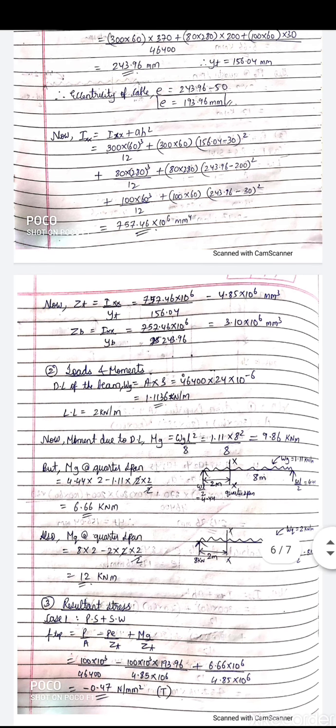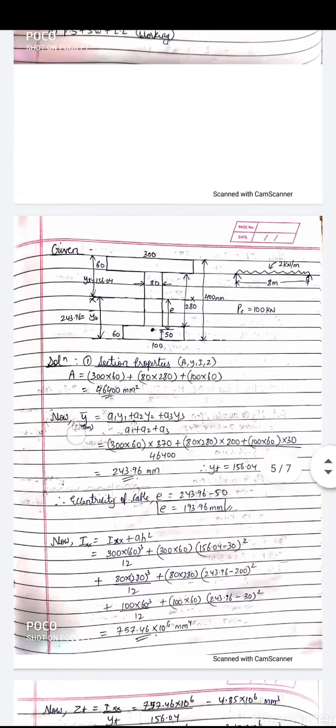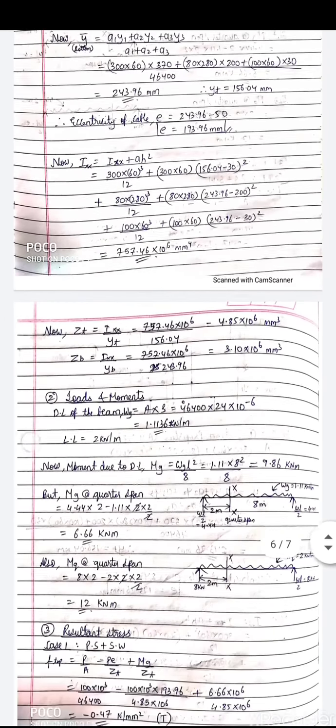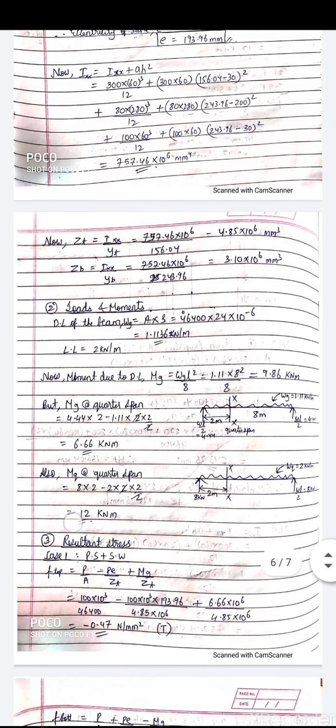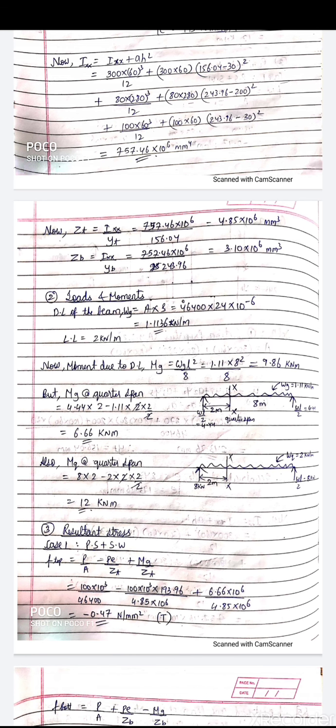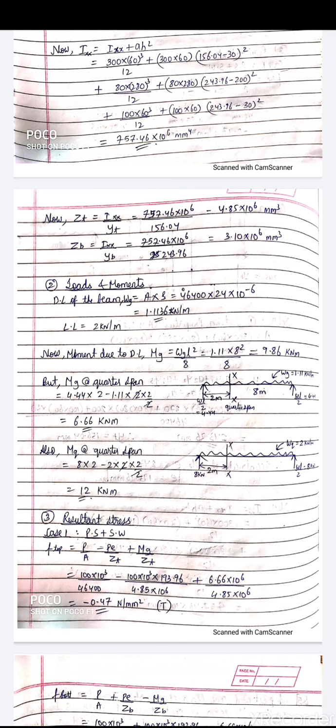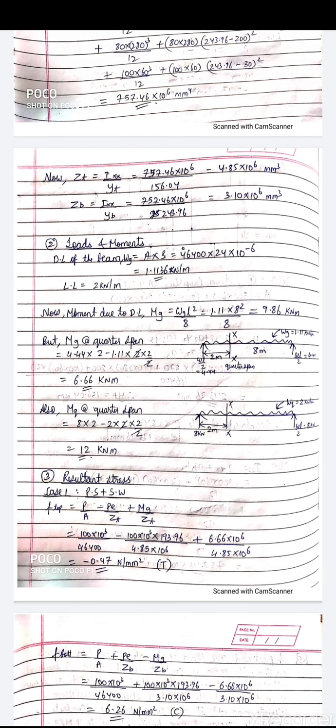Now to find out the dead load bending moment at the quarter span of the beam. If you remember, in the question it is asked to find the stresses at the quarter span. That is the reason we are first finding out the moment at the quarter span of the section. So Mg at the quarter span: this is a beam of span 8 meters and Wg is 1.11. First you have to find out the reactions. Reaction is nothing but 4.44, and the quarter span of 8 is 2 meters. At xx you have to find out the moment, that is 4.44 into 2 minus w into x square by 2, where w is 1.11. So you got the bending moment at 2 meters, that is at the quarter span. Similarly, Mq at the quarter span you will get as 12 kilonewton meter.